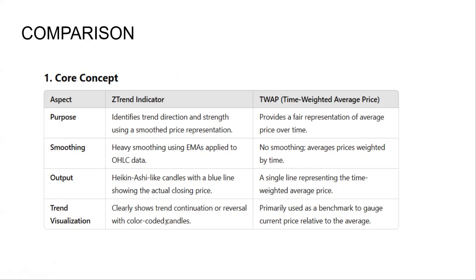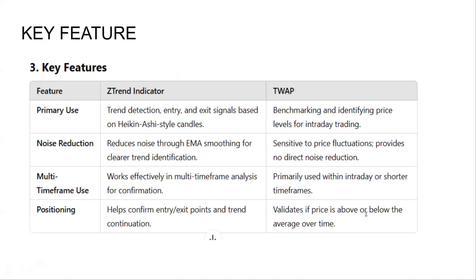For trend visualization, Z trend clearly shows trend continuation or reversal with color-coded candles. You can see the color-coded candles with the trend continuation. Here, TWAP is primarily used as a benchmark, to gauge the current price relative to the average. So by combining these two things, we can build a strategy for our profitable trade.